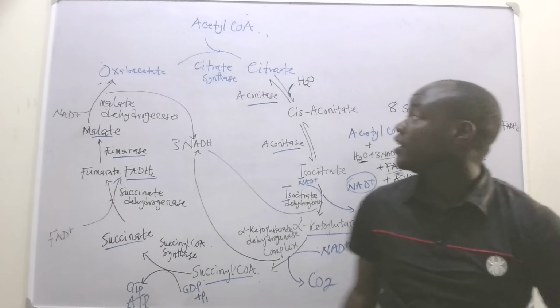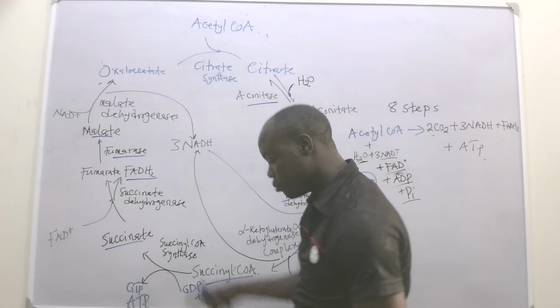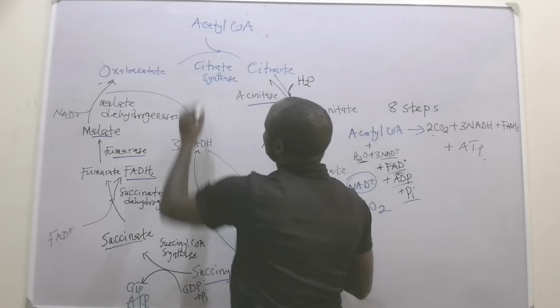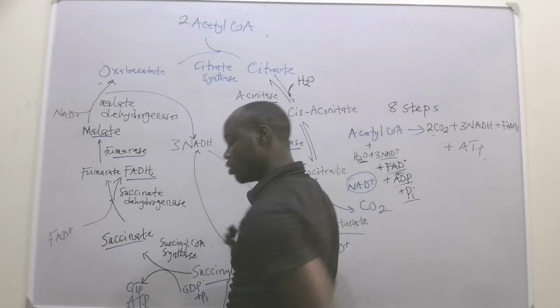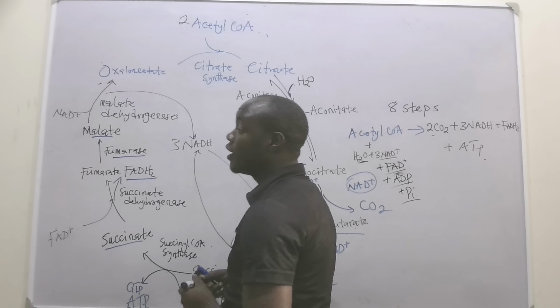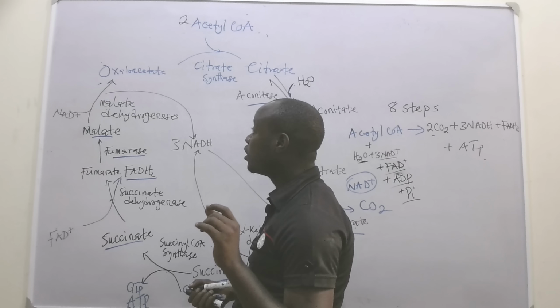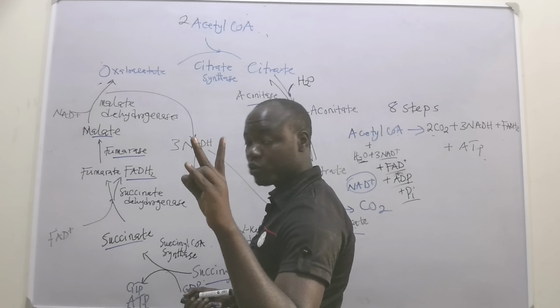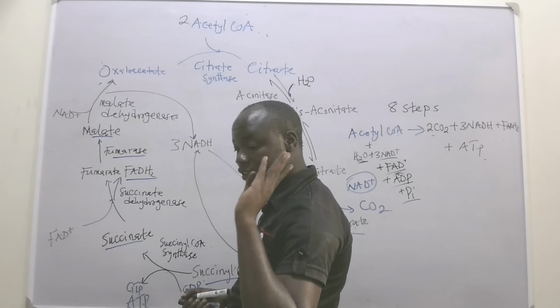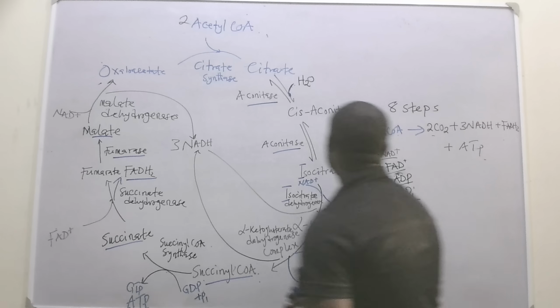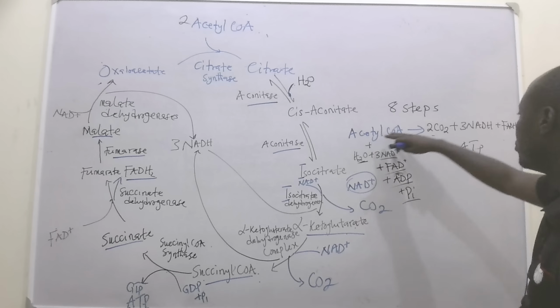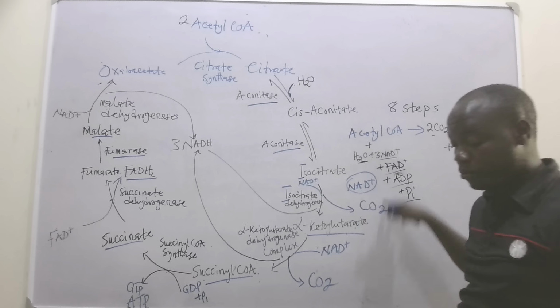And remember that I told you that for 1 molecule of glucose, it is usually 2 acetyl-CoA that are generated. So it means that at the end of one complete oxidation of glucose, we are going to have 2 citric acid cycles. So if it is 2 citric acid cycles, we are going to multiply everything here by 2.